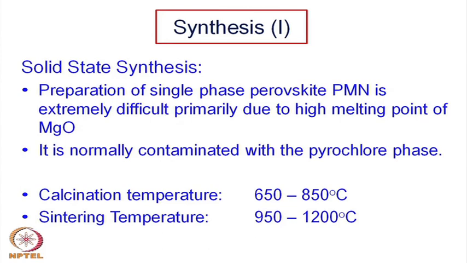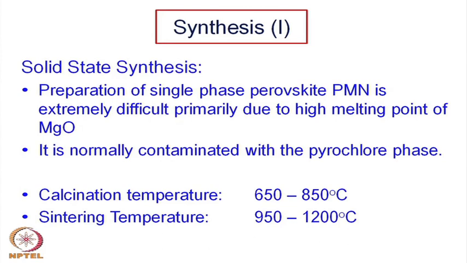Preparation of single phase perovskite PMN is extremely difficult, primarily due to the high melting point of MgO. Compared to lead oxide or niobium oxide, magnesium oxide has a much higher melting point, and therefore its diffusivity is very low. Magnesium diffusivity is quite low, and therefore you have some difficulty in synthesizing this compound in the right stoichiometry.